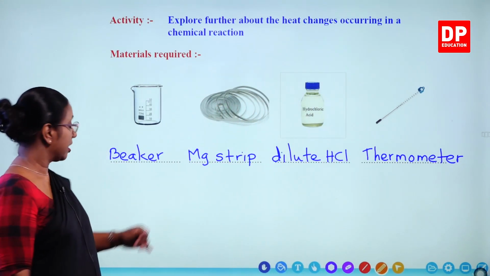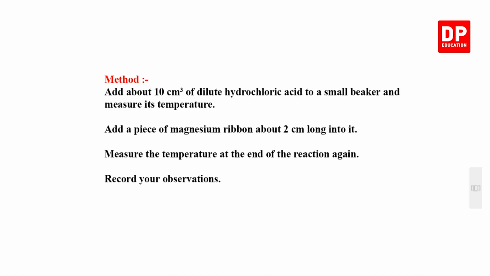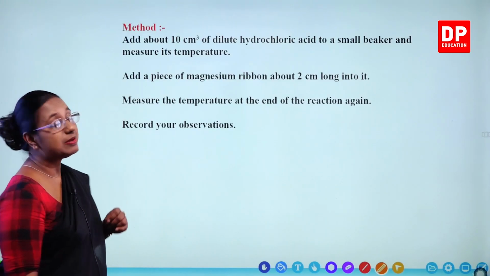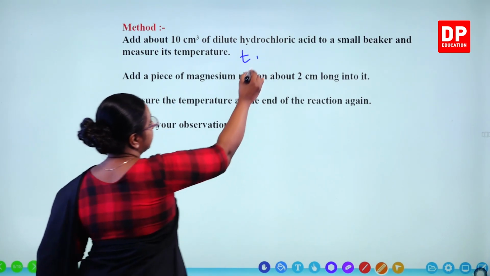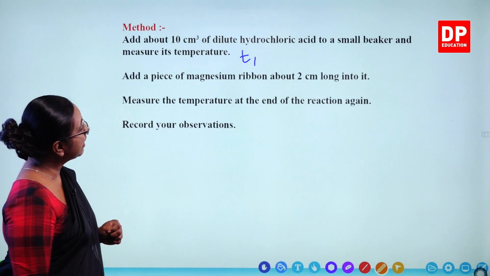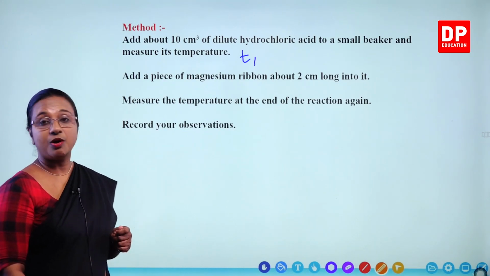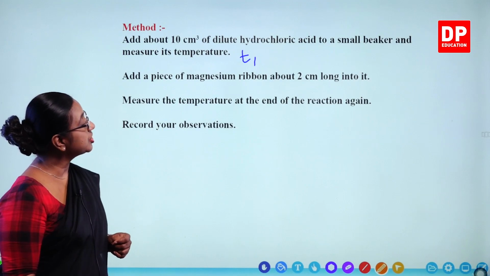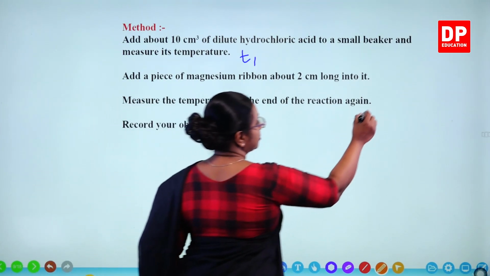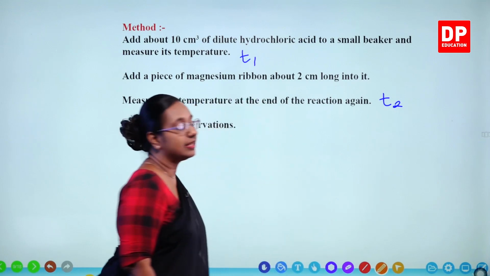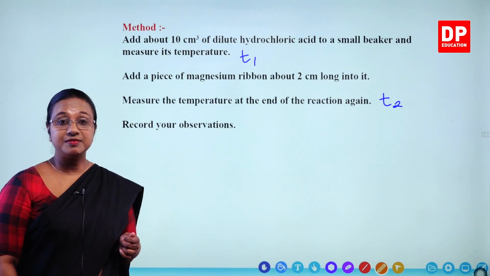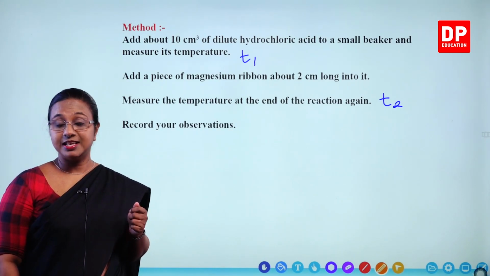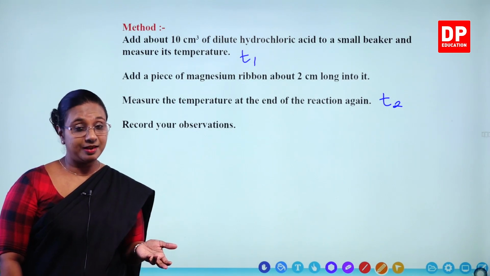So this is what we are going to do. Add about 10 centimeter cube of dilute hydrochloric acid to a small beaker and measure its temperature. Again here we are going to measure the temperature, let's say T1. Then add a piece of magnesium ribbon about 2 centimeter long into it. Measure the temperature at the end of the reaction again. So here we are going to measure the second temperature. So I'll just label it as T2. And you need to record your observation and see whether there is an increase in temperature or decrease in temperature.